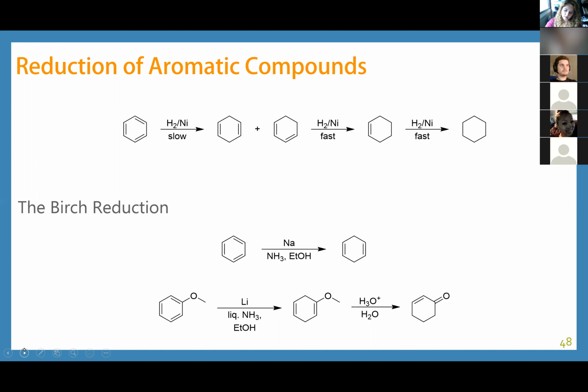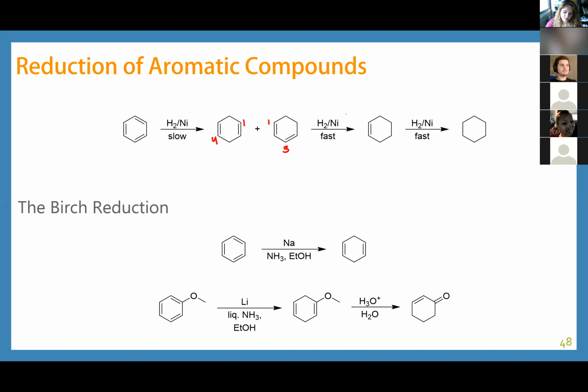So we have very simple reduction reactions here. This top one is just showing that if you were to add in your generic hydrogen gas and transition metal, you could very, very, very slowly hydrogenate one of the alkenes. And because of the mechanism of this and resonance forms, it's possible that you could end up with the 1,4 diene, or you could end up with the 1,3 diene. So you're going to get a mix of products here.